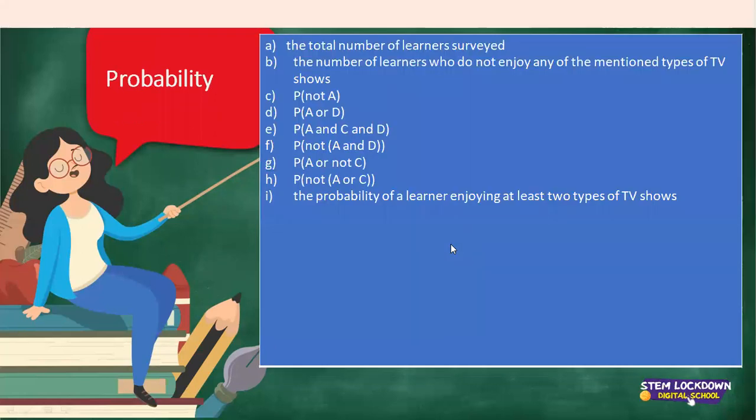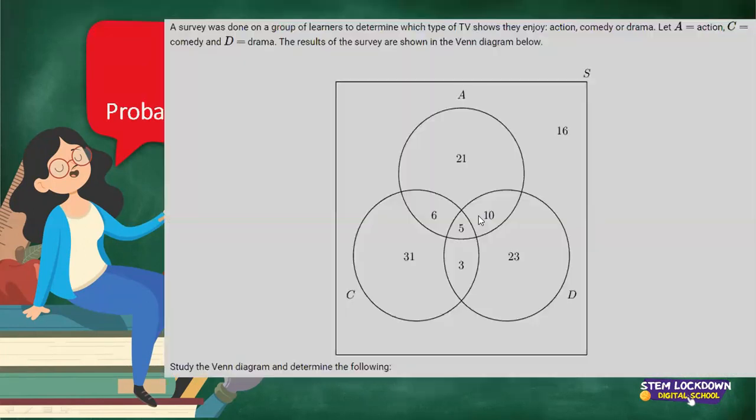And then the last one, the probability of a learner enjoying at least 2 types of TV shows. We look for those who are in at least 2 types of TV shows, which implies 2 or more of the TV shows. So this 1, 6, 10, 5, 3, they are those who enjoy at least 2 of the TV shows. Our answer will be 6 plus 5 is 11, 11 plus 10 is 21, 21 plus 3 is 24. That'll be 24 over our 115.